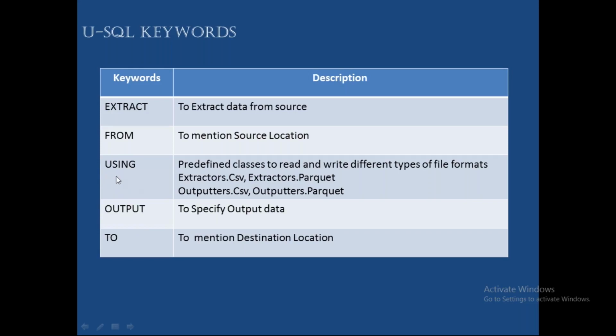For extracting or writing, you need to use Extractors.Csv or Extractors.Parquet. If you want to read a CSV, Extractors.Csv. If you want to read a Parquet, Extractors.Parquet. In the same way, if you want to write it, Outputters.Csv or Outputters.Parquet. If you want to write it as Parquet, it is Outputters.Parquet. If you want to write it as CSV, it is Outputters.Csv.